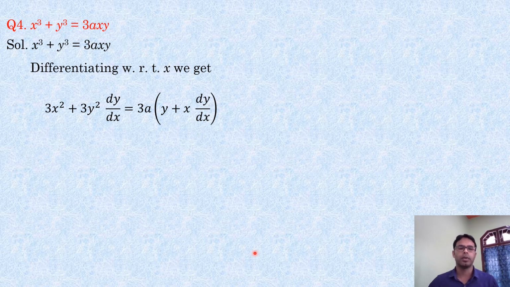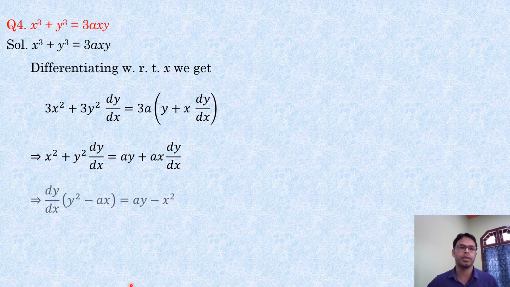Simple. You got my point. Then the 3 will be cancelled out. It's 3, 3, and this 3 will cancel. Complete this product and shift the term dy/dx to the left hand side. So it is simply x square plus y square dy/dx is equal to ay plus ax dy/dx, and just shift to the left.